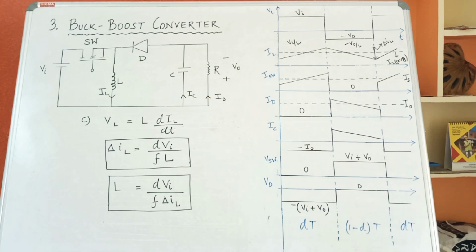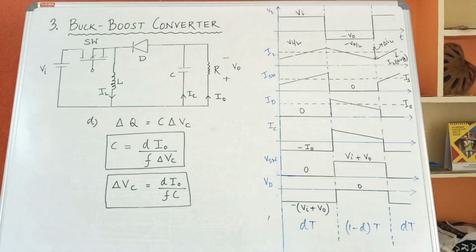So next, finding the ripple current del IL through the inductor and the inductor value L. So we have to write the equation for VL. So VL is equal to L dIL by dt, and doing the necessary steps you find del IL is equal to D into Vi by FL, and L comes out to be D Vi by F del IL.